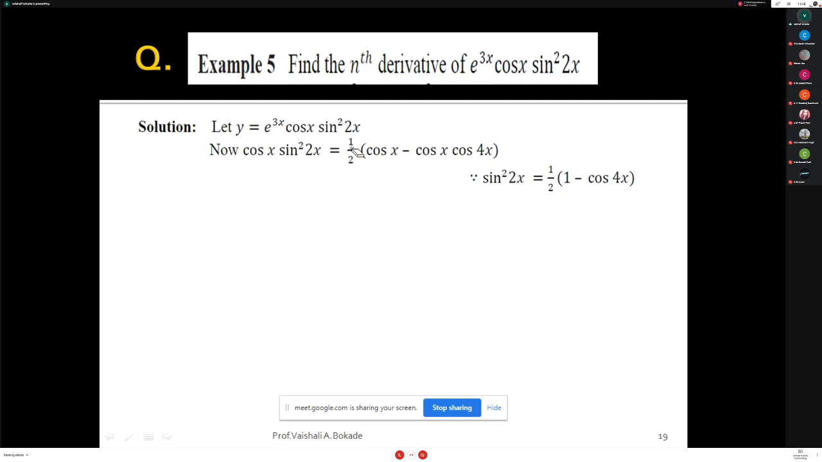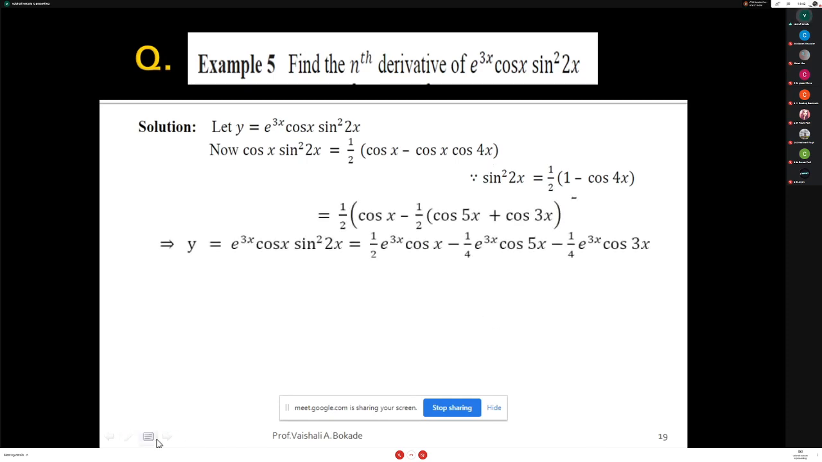So I am keeping 1 by 2 constant as it is, and these two terms are a subtraction of cos x and cos x into cos 4x. I'm keeping 1 by 2 cos x as it is, and for the second term I will apply the formula 2 cos a into cos b. For that purpose I have to again multiply and divide it by 2.